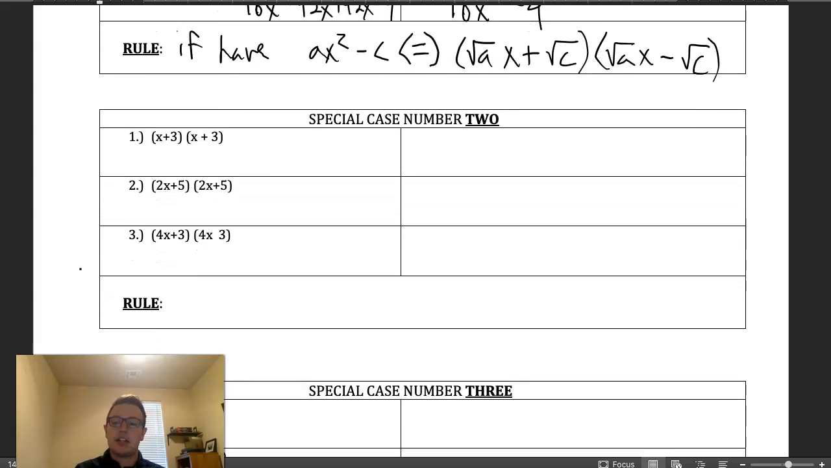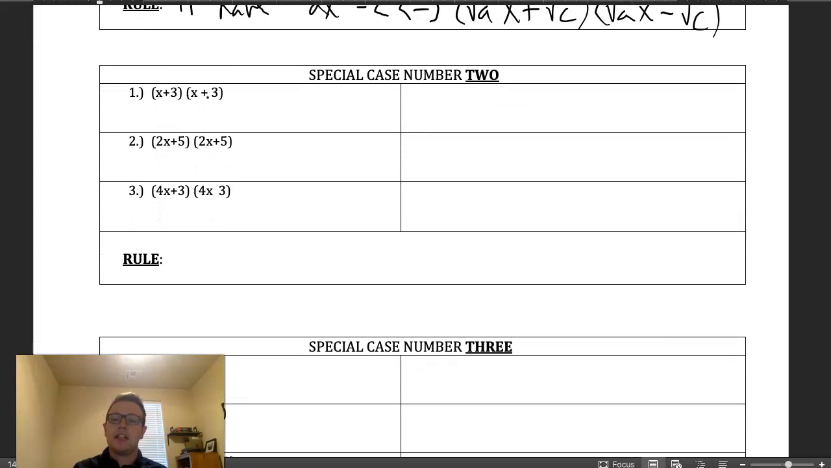What about our second special case? When we're looking at all of these, what do we see? This is the same term repeated each time. x plus 3, x plus 3. 2x plus 5, 2x plus 5. 4x plus 3, 4x plus 3. Let's see what happens when we expand these out.